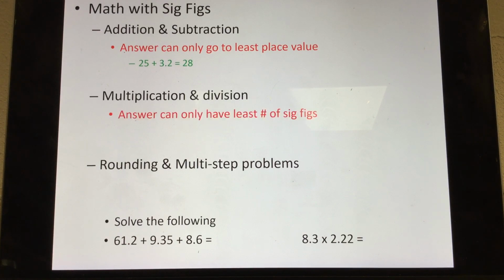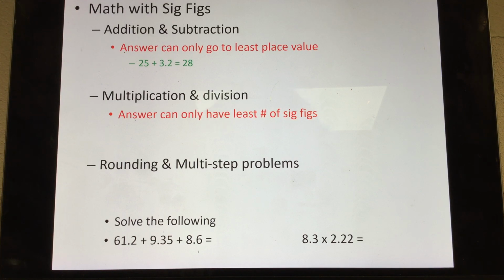And again, multiplication and division is the main type of math operation we'll be doing. And in that case, this is where knowing how many sig figs you have in a number is very important. So the answer can only have the least number of sig figs as any of the numbers you plug into the problem.